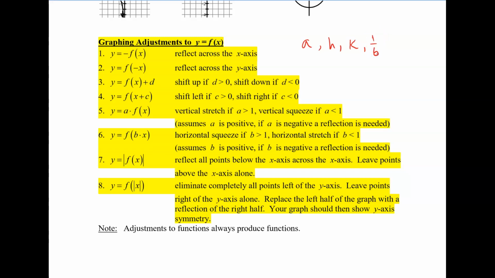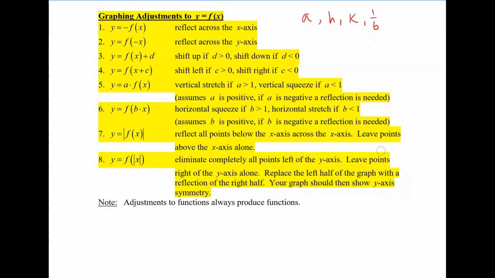Okay, so remember that we can see these here. If we have a negative out front, this causes x-axis reflection. A negative on the inside would cause reflection across the y-axis. If we add stuff, that's going to shift us up, down, left, right.